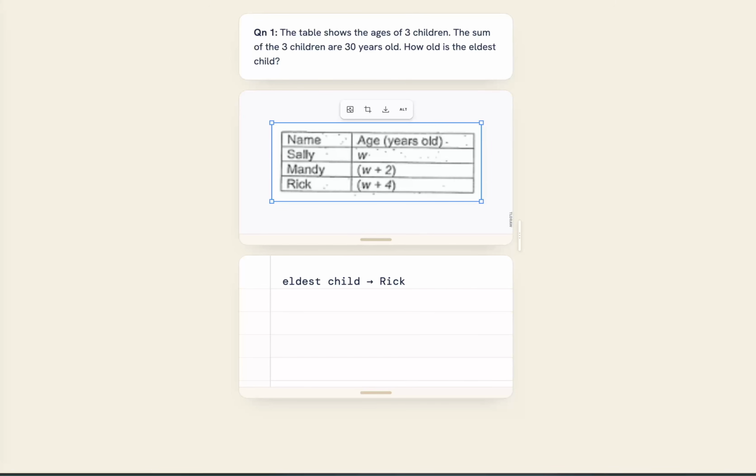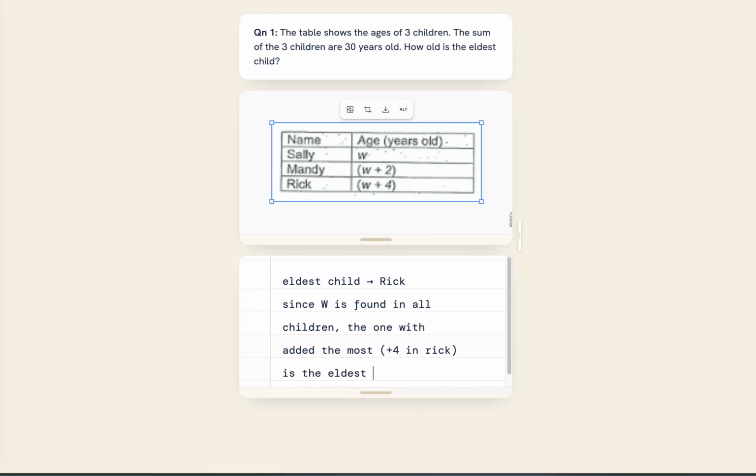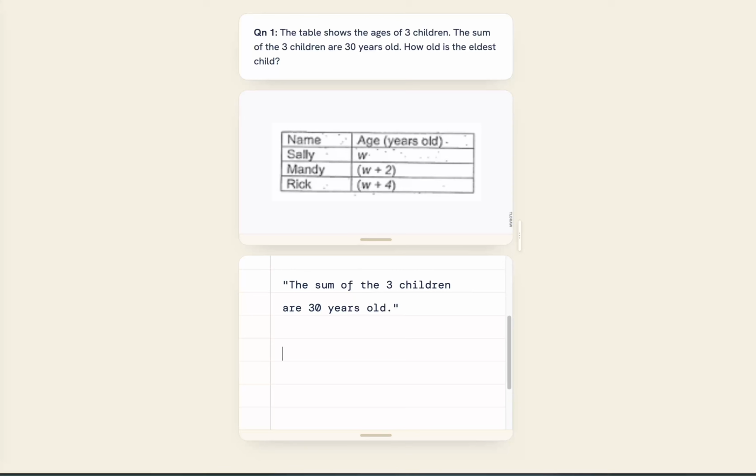Since W is found in all children, the one we've added the most to, which is plus 4 in Rick, is the eldest child. We also know that the sum of the 3 children is 30 years old, which means Sally plus Mandy plus Rick is equal to 30 years old.